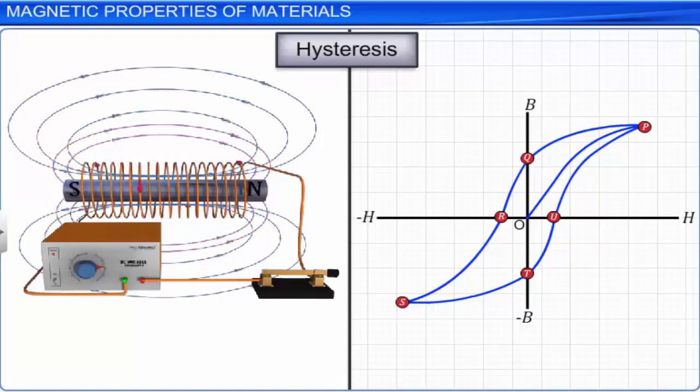We can observe that the curve OP does not retrace itself as the magnetic intensity or applied magnetic field H is reduced. Hence, we can say that for a given value of magnetic intensity H, magnetic field B depends on the previous history of the sample. This phenomenon is called hysteresis.